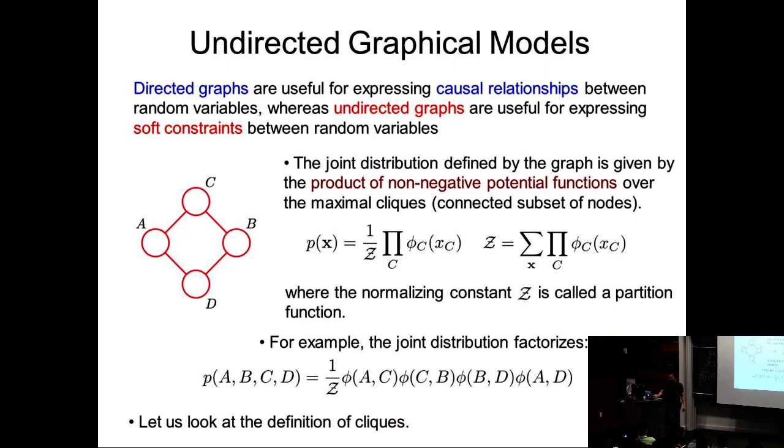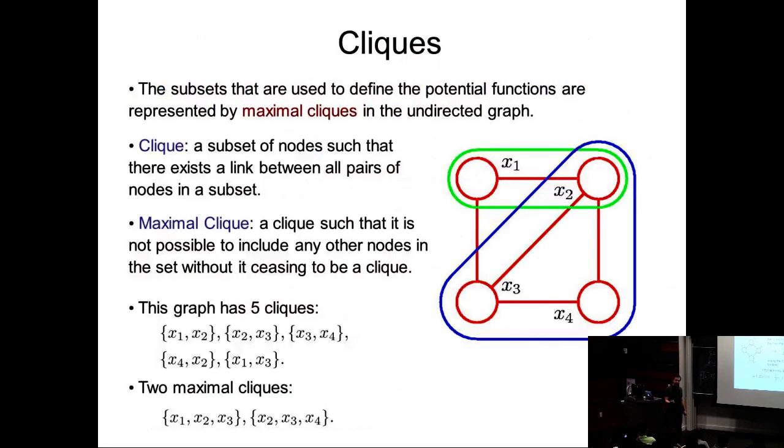And I have to specify what these potential functions are. They might have some parameters that I'm going to be learning and such. So let's look at the definition of the cliques. So the cliques, the subsets that are used to define potential functions, are represented by maximal cliques in the undirected graph. So for example, here you can see in this graph you have 5 cliques.